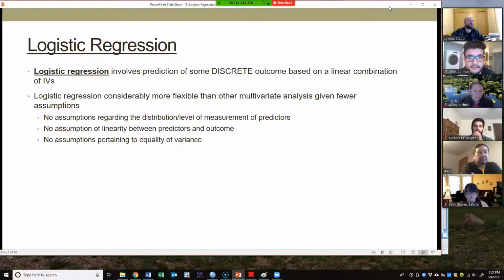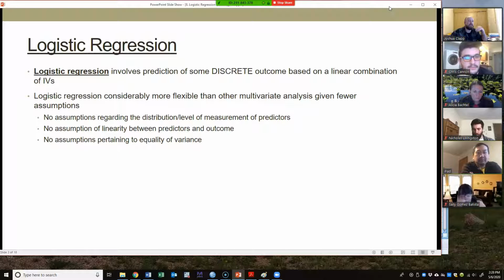When we're talking about logistic regression, what we're doing is we're predicting some discrete outcome, but still based on that linear combination of our independent variables or explanatory variables. Okay, so same idea as the regression models that we've worked up with up to this time. The difference here is we've got some sort of categorical outcome. Okay. And the nice thing about our logistic models is they tend to be more flexible than other multivariate analyses. Okay, we don't have all the assumptions that come with our regression models and some of these other things that we've been working with.